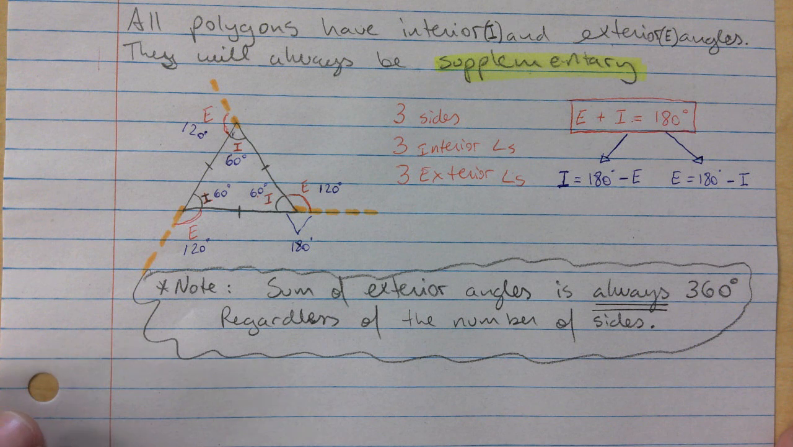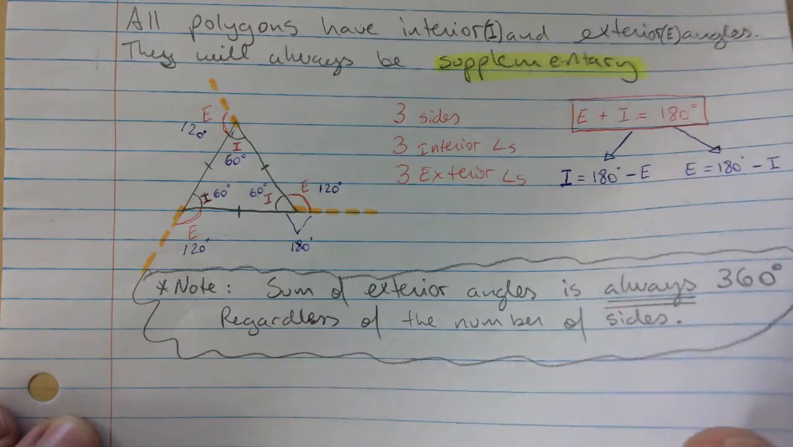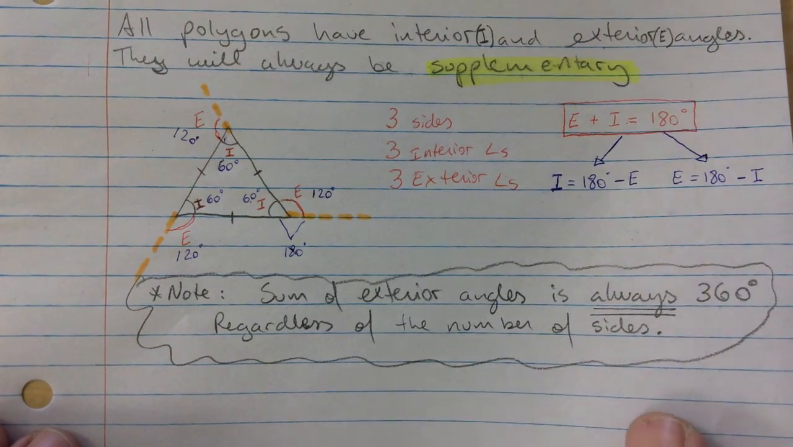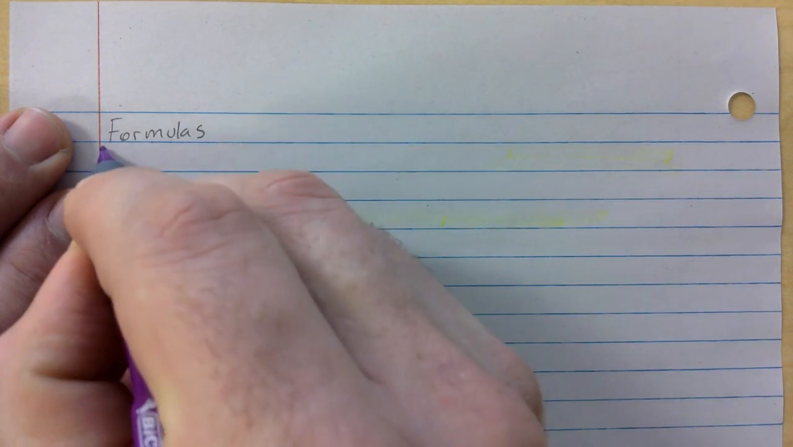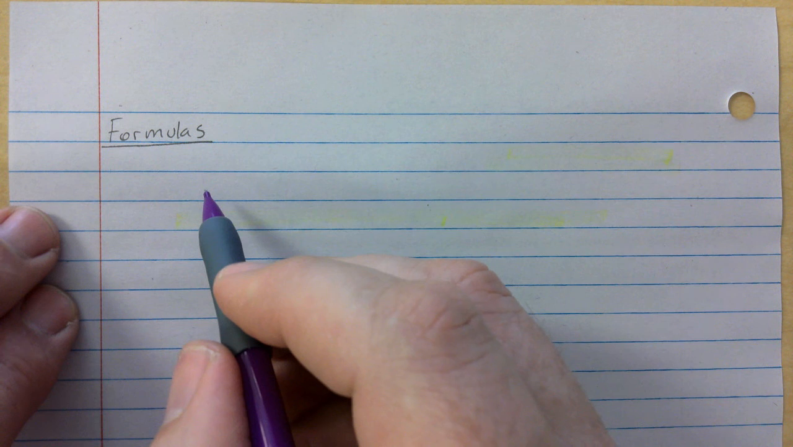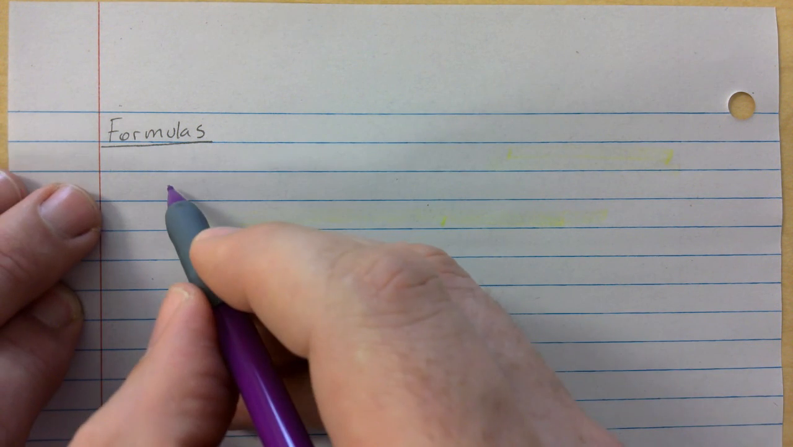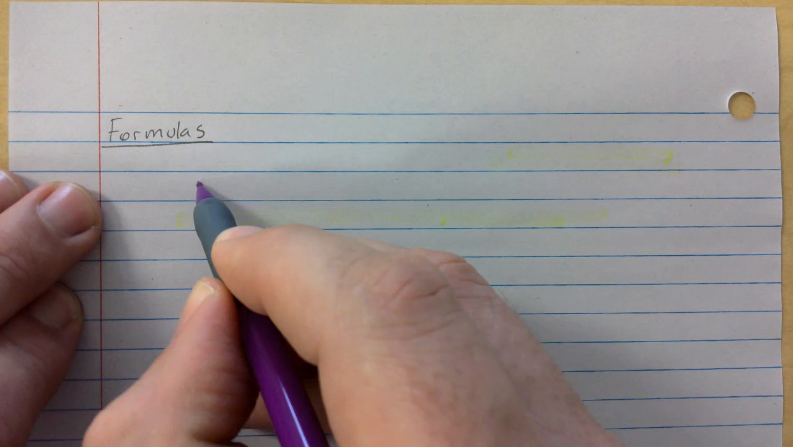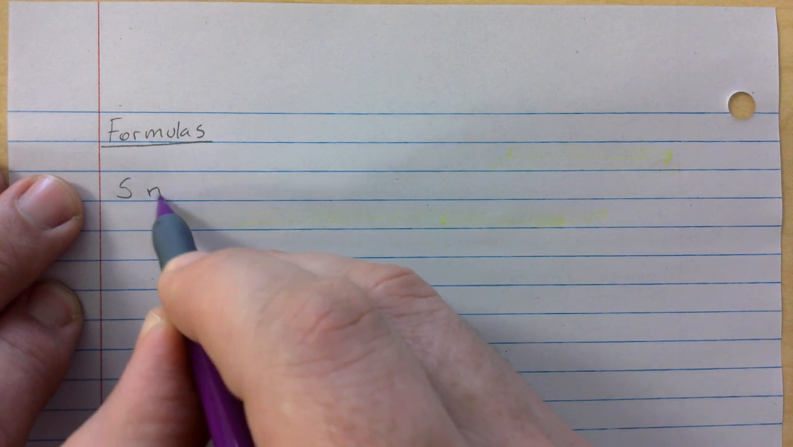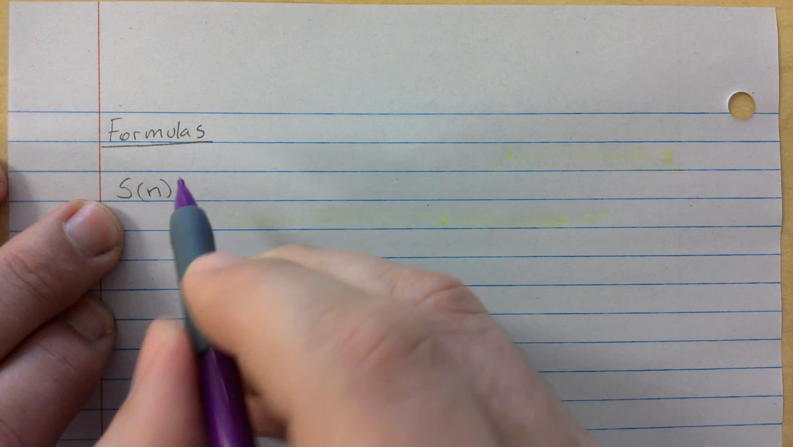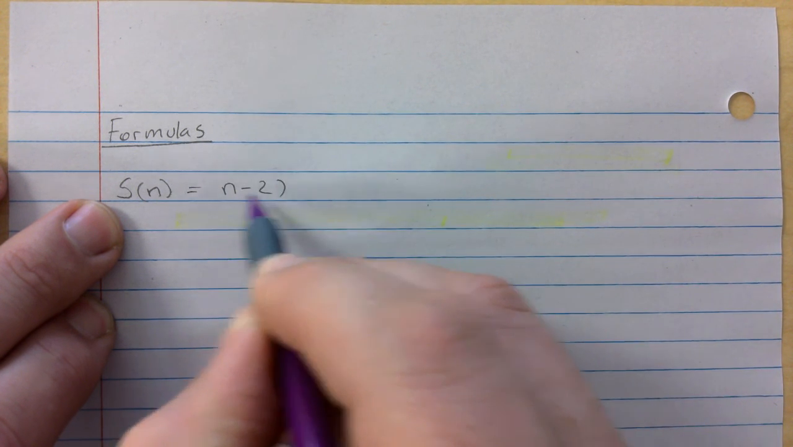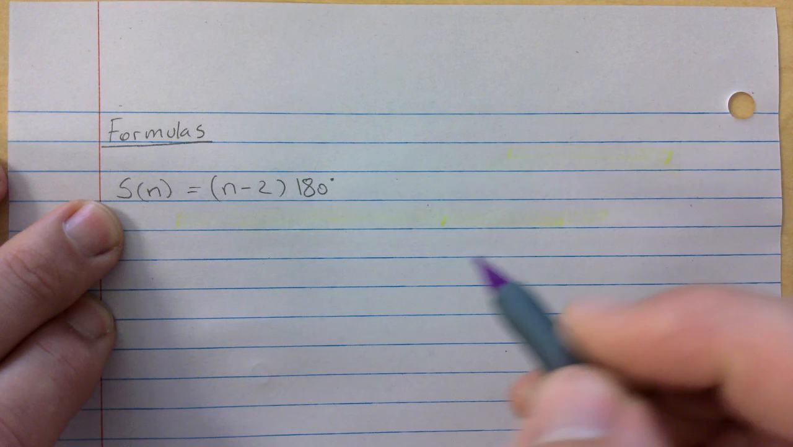We're going to talk about formulas, which are a must on your formula sheet, or I should say your study sheet. Just write them down for now. Add to study sheet for sure. So, S of n, just write it down exactly that way: n minus 2 times 180 degrees.